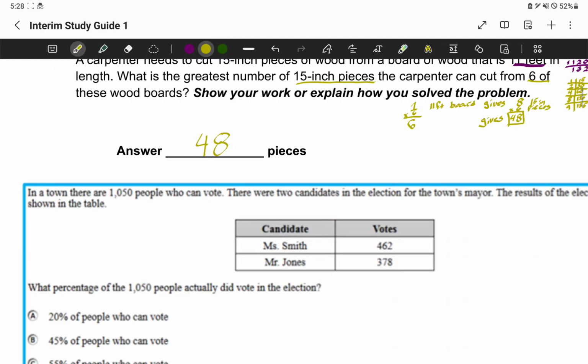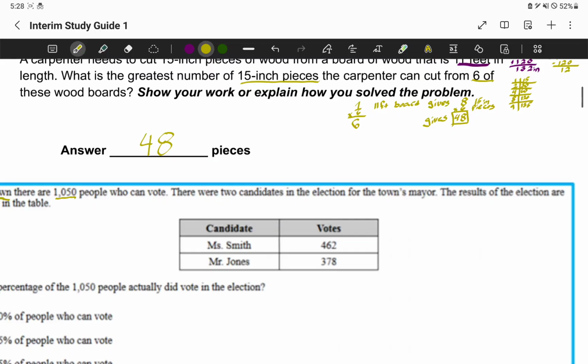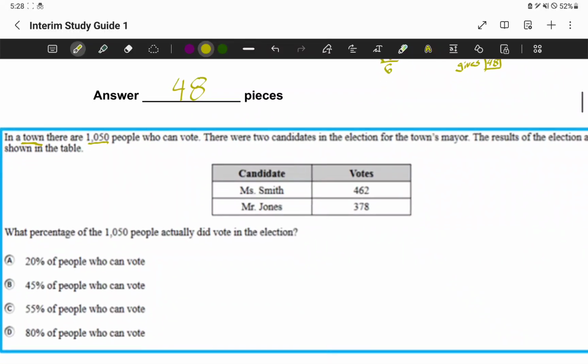All right, so now question 3. We've got 1,050 people who can vote in this town. We don't know what town it is. It doesn't matter which town it is, but there's 1,050 people that can vote. Now, there's only 2 people running in this election. It's rare for there actually to only be 2 people. You know, there's usually some third or fourth or sometimes fifth person. Those third, fourth, and fifth people usually only get a couple of votes each, but whatever.